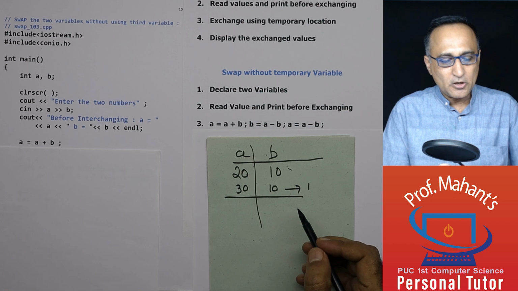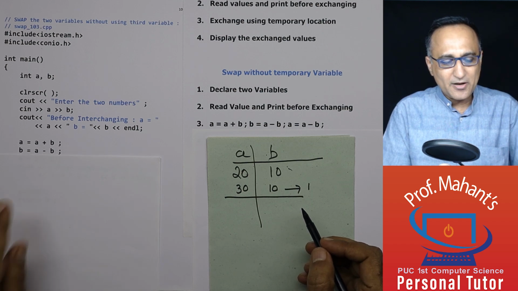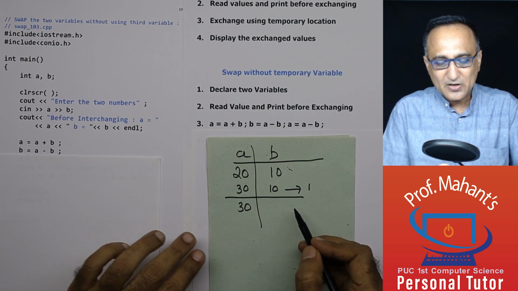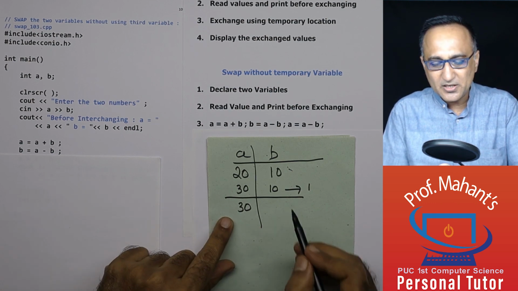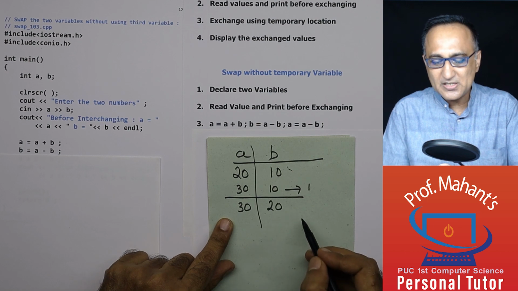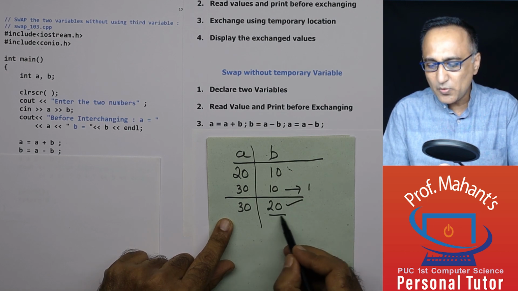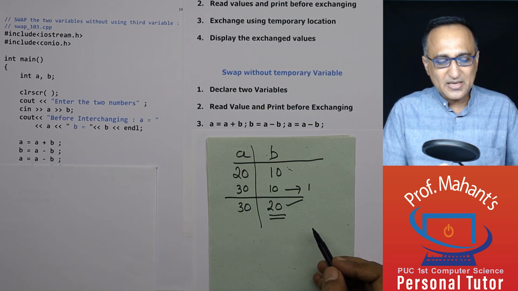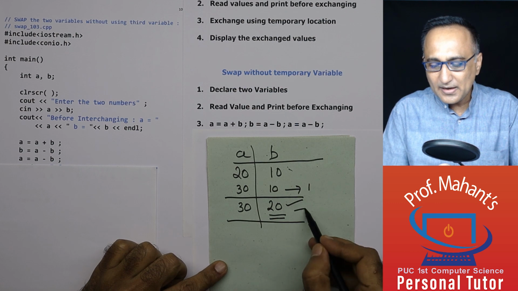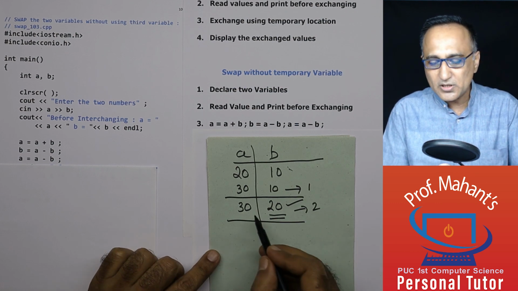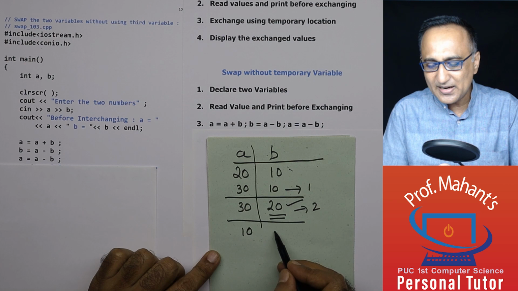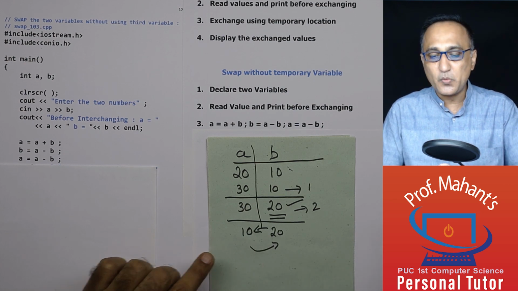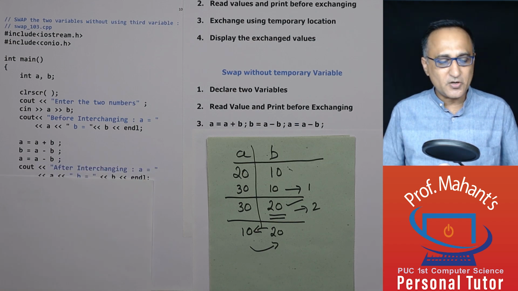Now in the next step, I am saying the value of B is A minus B. So A remains as it is. B is A minus B, 30 minus 10, so B is 20. Now you have seen a simple thing: the value of A has gotten into B. Now I am saying A is now A minus B. So 30 minus 20, A happens to be 10 and B remains 20. So here you saw the values got exchanged between A and B without using a third variable.